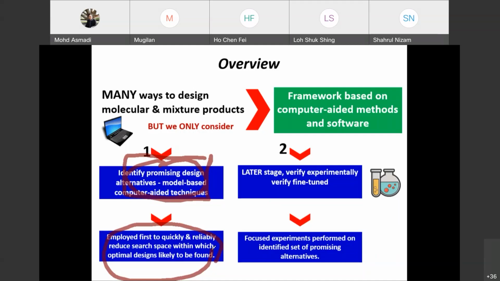And the next stage is to verify experimentally. We verify or fine tune. We can perform or identify a set of promising alternatives, based on the functional group that you already decided. You already identify and then you reduce it to some candidate compounds that you can use for your chemical product.